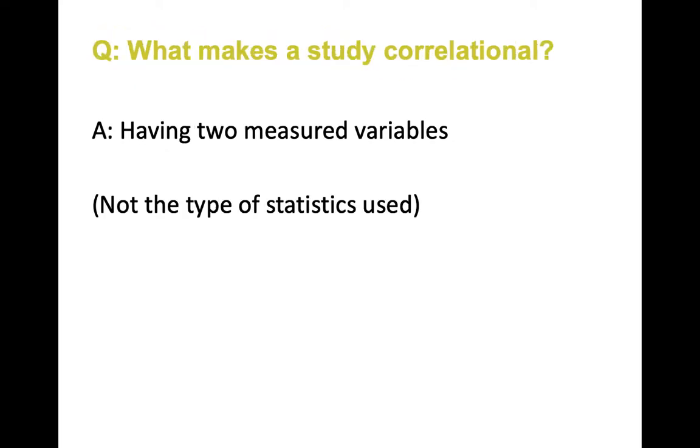Okay, so what actually makes a study correlational? The answer is that you have two measured variables. It's not the type of statistics used. In other words, you can have a correlational study and look at the relationship or the association and analyze that relationship using a t-test. You don't need to actually calculate a correlation. You can, of course, also calculate a correlation, but it's not the type of statistic that is used that determines whether you have a correlational study. What makes it a correlational study is measuring the two variables versus, say, manipulating one of the variables as in an experimental design.